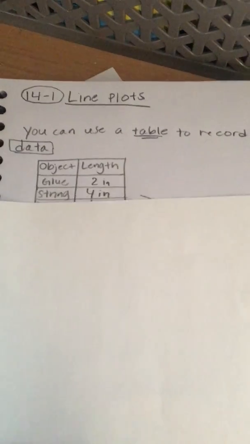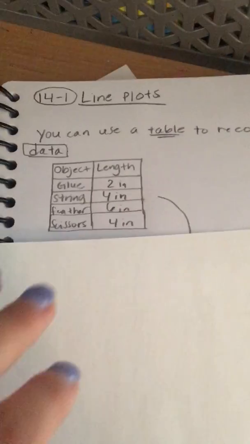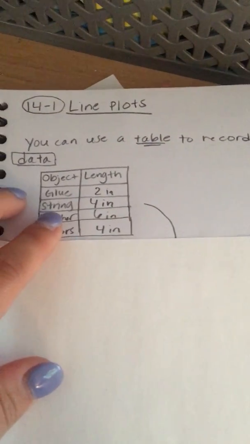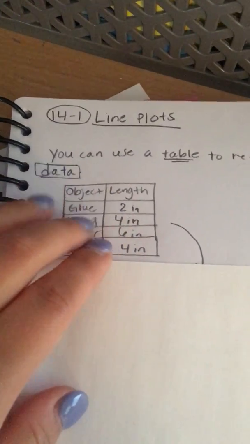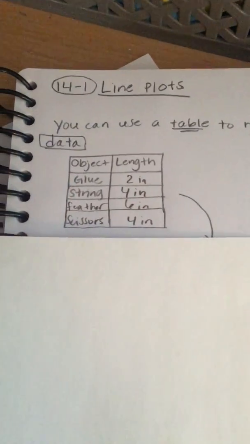Friends, today we're looking at topic 14, lesson 1, and this is on line plots. You can use a table to record data. A table looks like this. You've definitely seen it before. It usually has a title. So in this one we have objects and their length.